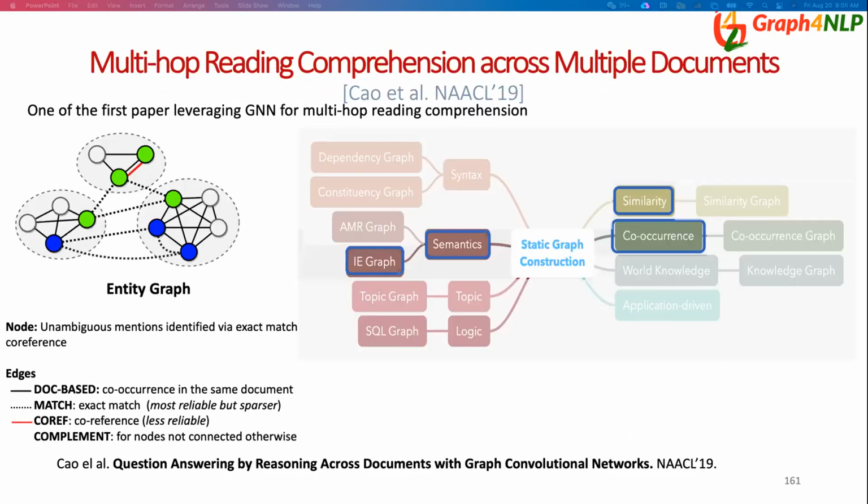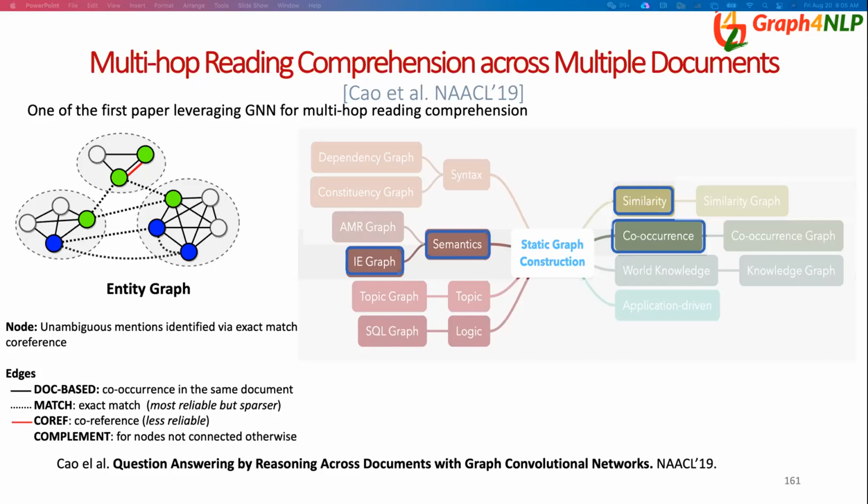One of the first papers that leveraged graph neural networks for multi-hop reading comprehension is the one from NAACL 2019. In this work, they construct an entity graph based on mentions from all supporting documents, and those entities are connected with different edge types and relations. If you look at the entity graph, nodes of the same color indicate that they refer to the same entity based on exact match coreference.